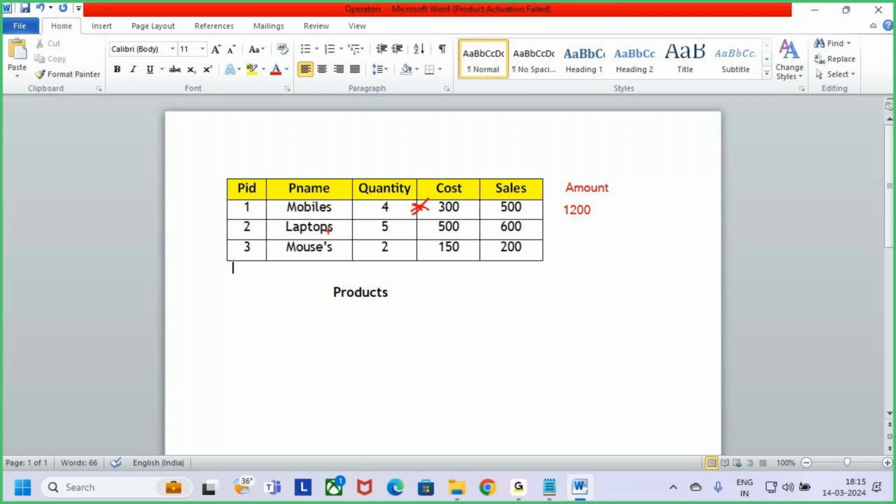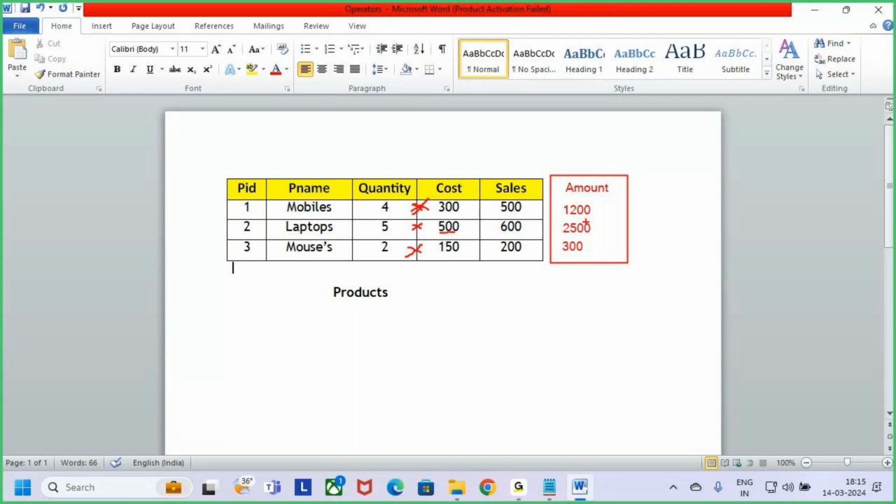In the same way, I want to find it for the laptops also. What's the cost of each laptop? 500. How many laptops am I buying here? 5. 5 fives are 25. Let's say 2500 is the amount I'm spending here to buy the 5 laptops. Next, I want to understand the amount I'm spending on the business to buy the 2 mouses. 150 into 2, 300.